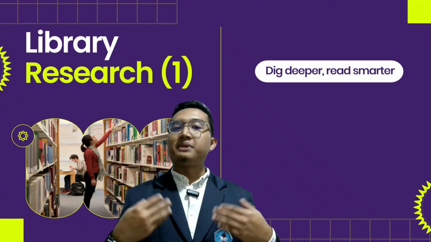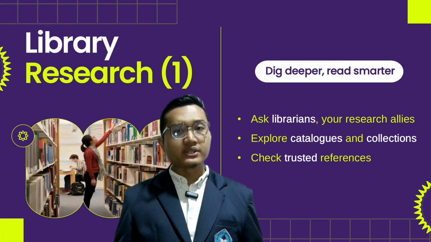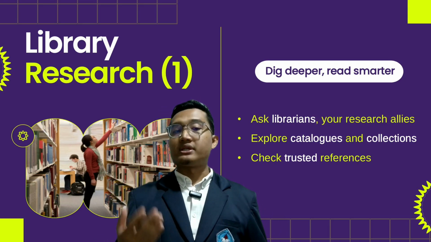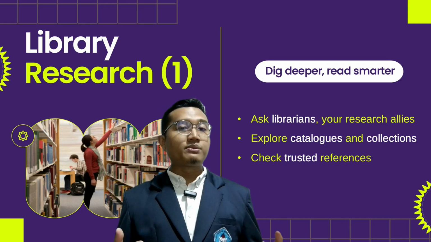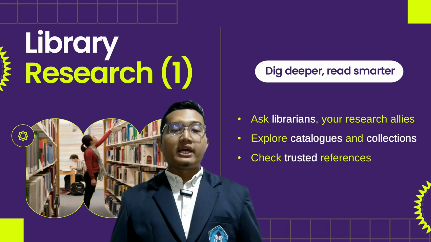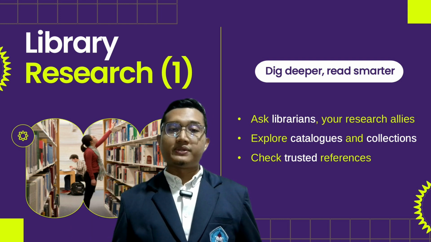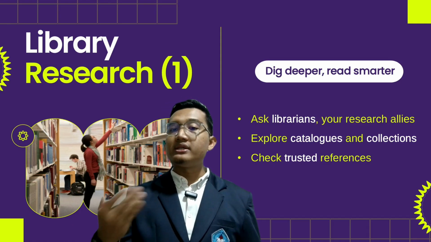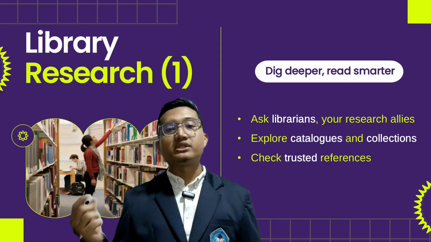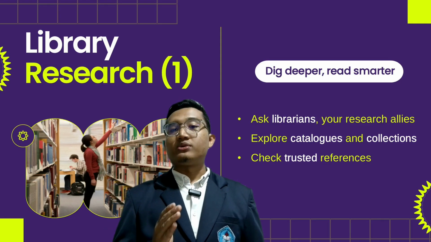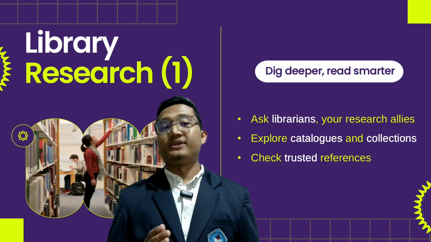Library research. The library is still the best place to start serious research. Ask a librarian for help with databases and subject guides. Search the catalog for books, ebooks, and reference works like encyclopedias and handbooks. When you scan a book, note the author, year, key terms, and 1 or 2 quotes that are useful. Write your notes in your own words to avoid plagiarism later.